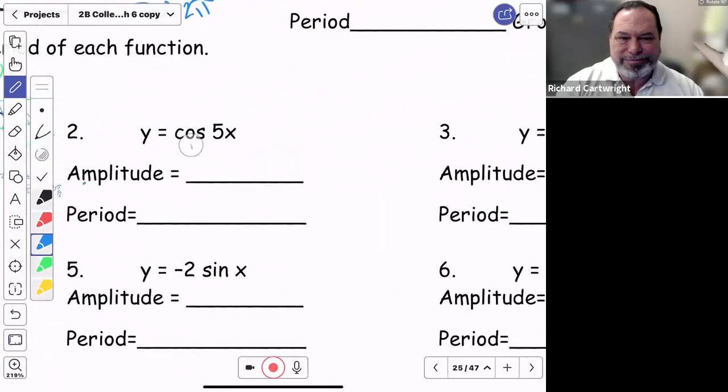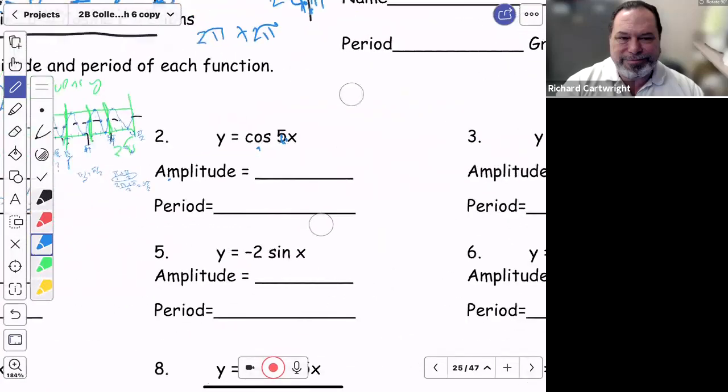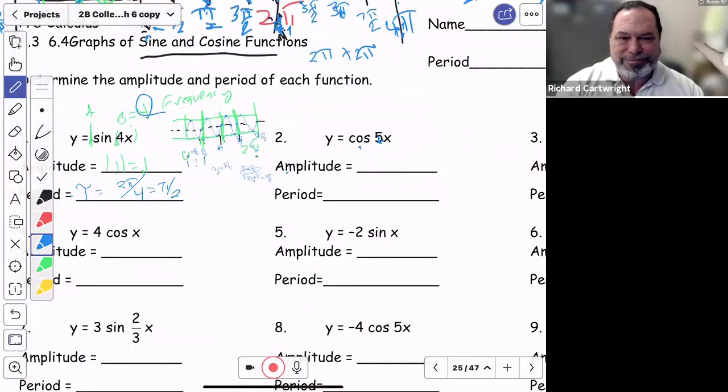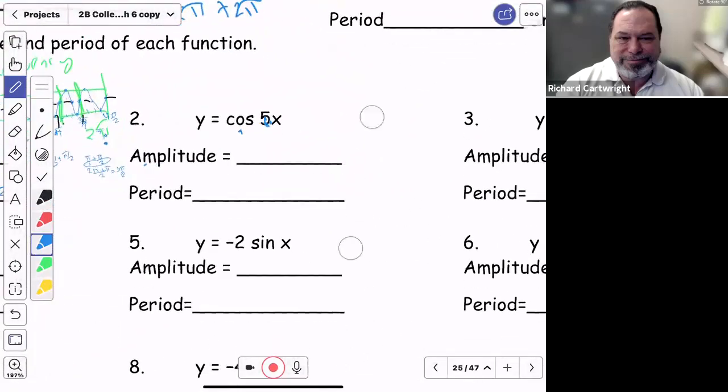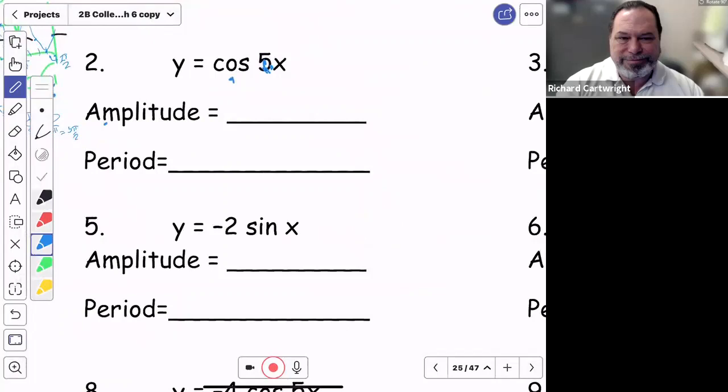What if it's a cosine graph? I want 5 pictures in the middle of 0 and 2 pi. I'm not going to graph it, guys, because I'd have to draw a nice grid and be very neat. I'm just going to answer these questions. My amplitude is the absolute value of 5, which is 5. Right or wrong? Wrong. Thank you, I'm wrong. Glad one person was awake.